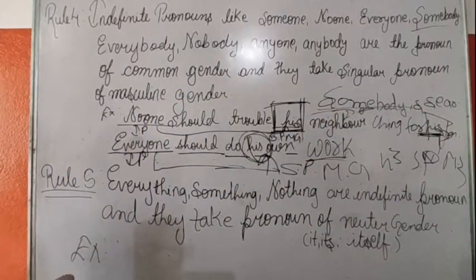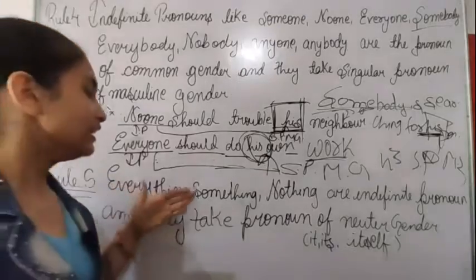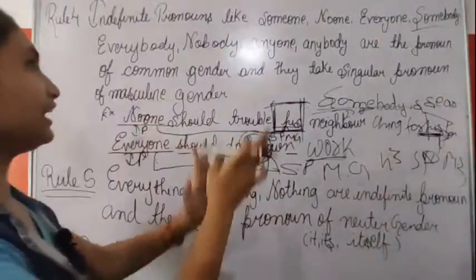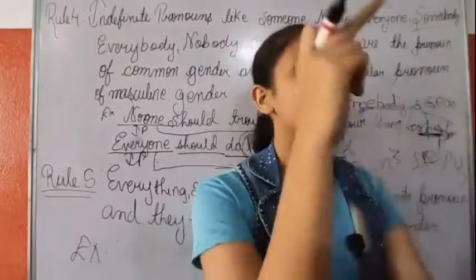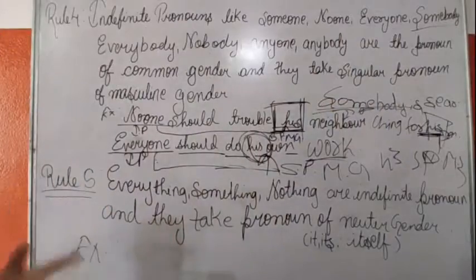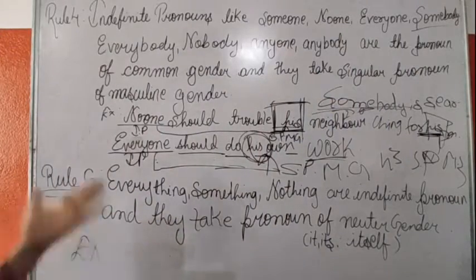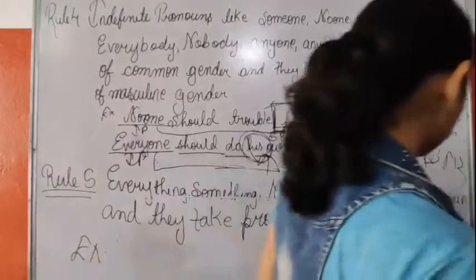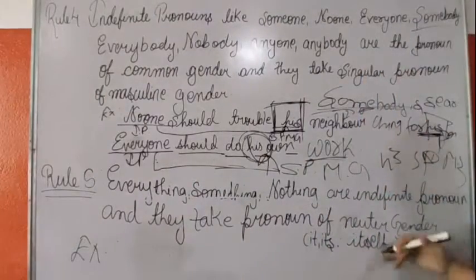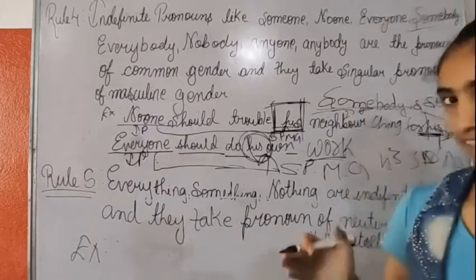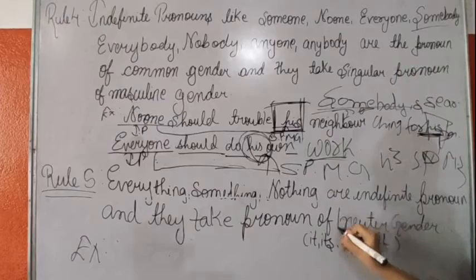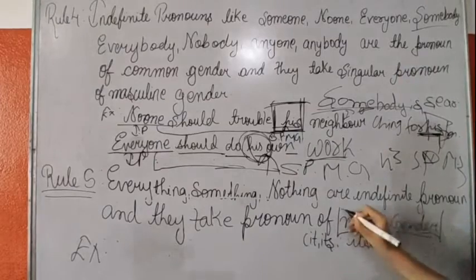Now let's move to our fifth rule. Everything, something, nothing are indefinite pronouns. Again, everything, something, nothing, somebody, anybody, everyone, nobody, and no one, anyone: these all are indefinite pronouns. And everything, something, nothing take a pronoun of neuter gender. Here, you have to notice one thing: pronoun of neuter gender.